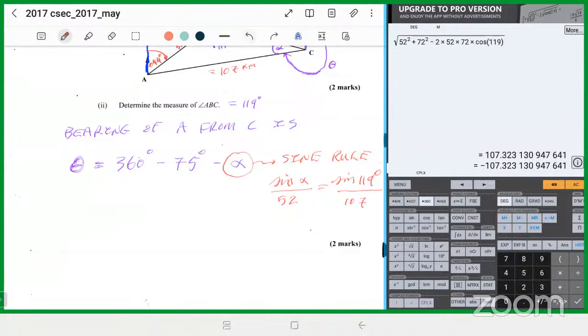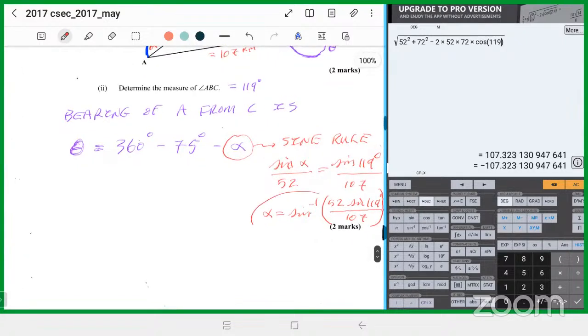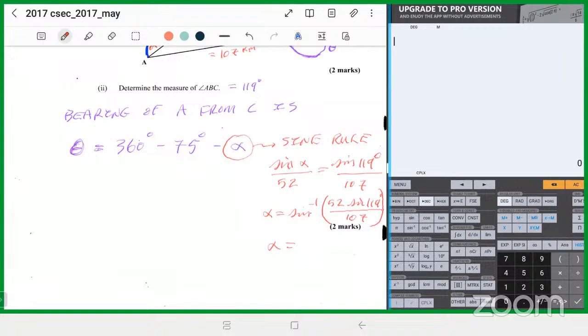So we're going to multiply the 52. So alpha is going to become sine to the minus 1 of the 52 times the sine of 119 degrees over the 107, all of this in a bracket. That's what we're going to have, and you're going to put this in the calculator. We're going to get alpha. Let's put that in the calculator now.